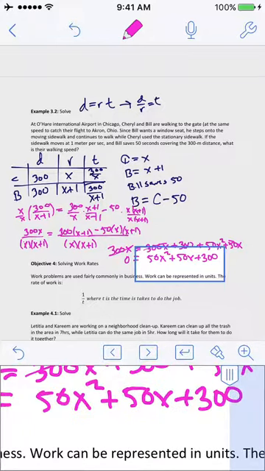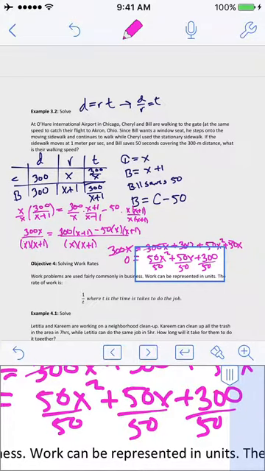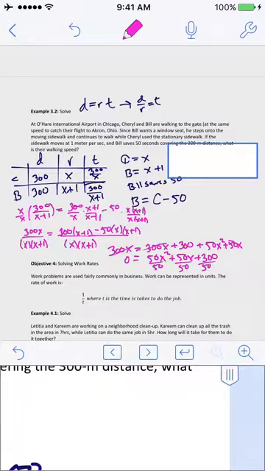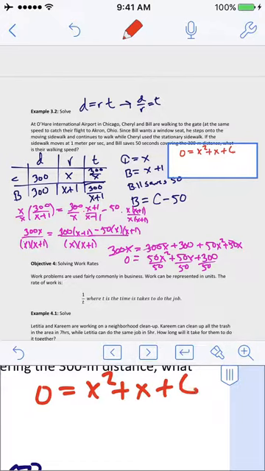Alright, now I can factor that. I see a GCF here. I can take out 50. 50 and 50, I want to say 6. Yep. I don't have infinite number space here, but that's okay, so I'm just going to sneak up here. So I have 0 is equal to x squared plus x plus 6.